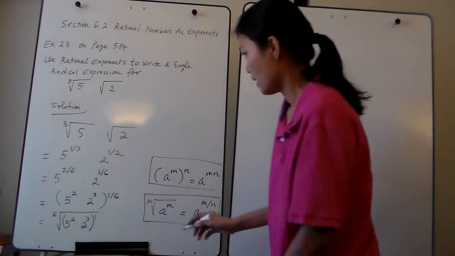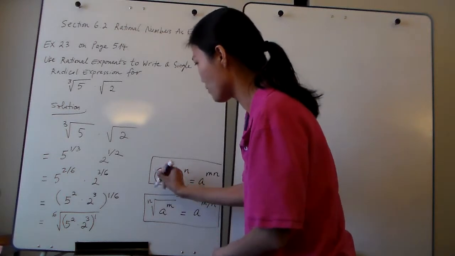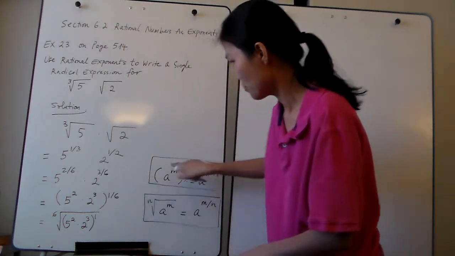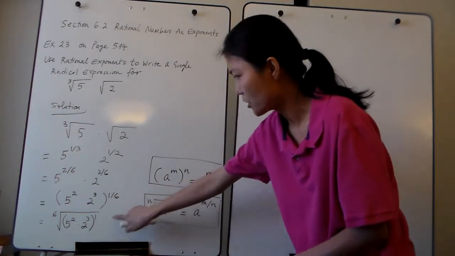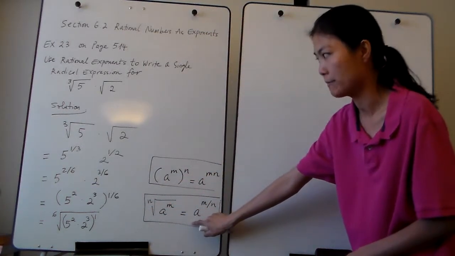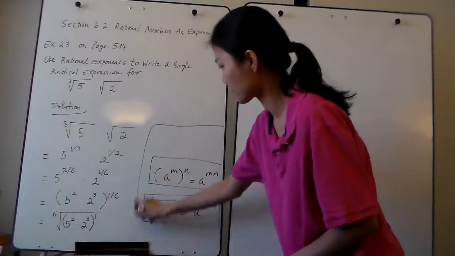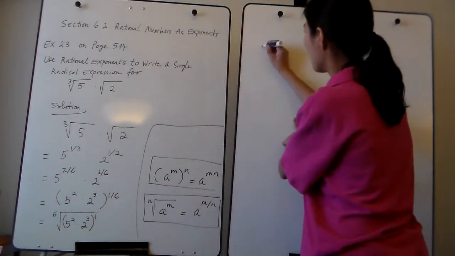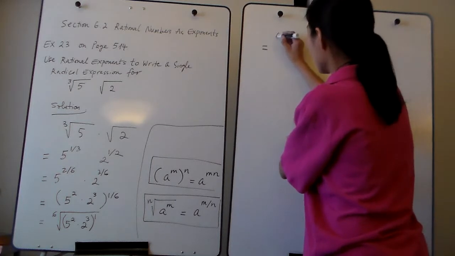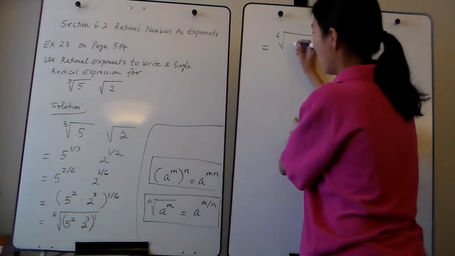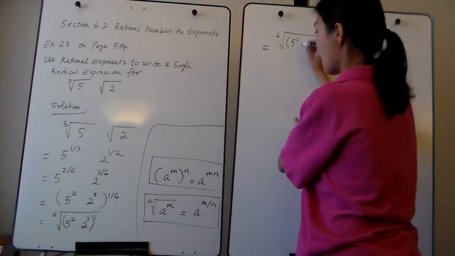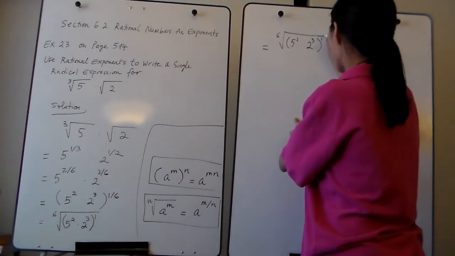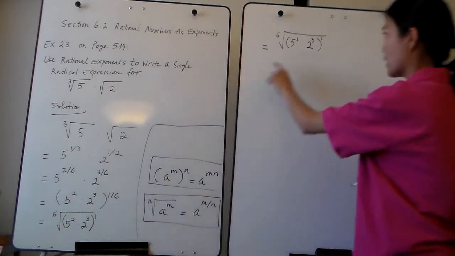And by the way, this is the formula. I just want to reference it so you know how I went from here to here. I'm using this formula. And to go from here to here, I'm using this formula. I'm going to continue from here to here. So we have the 6th root of 5 squared times 2 to the third, raised to the first power. From here, I go to here.